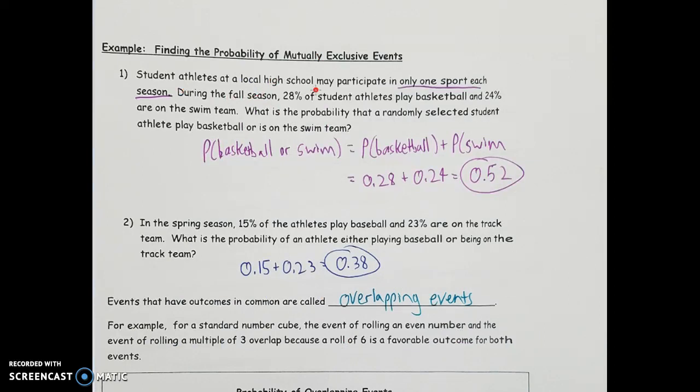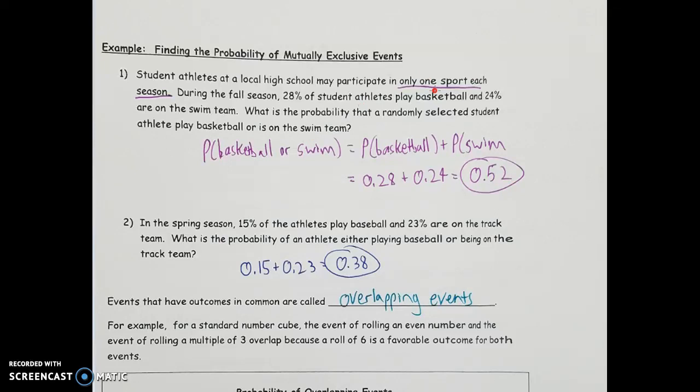Student athletes at a local high school may participate in only one sport each season. And that's the part of this question that makes it mutually exclusive. I can't contribute to both sports at once. It's got to be one or the other. So during the fall season, if 28% of student athletes play basketball and 24% are on the swim team, we want to use that to find the probability that a randomly selected student is going to do either or. They're going to play basketball or they're on the swim team. Again, can't be both because we're told that it can only be one sport each season.